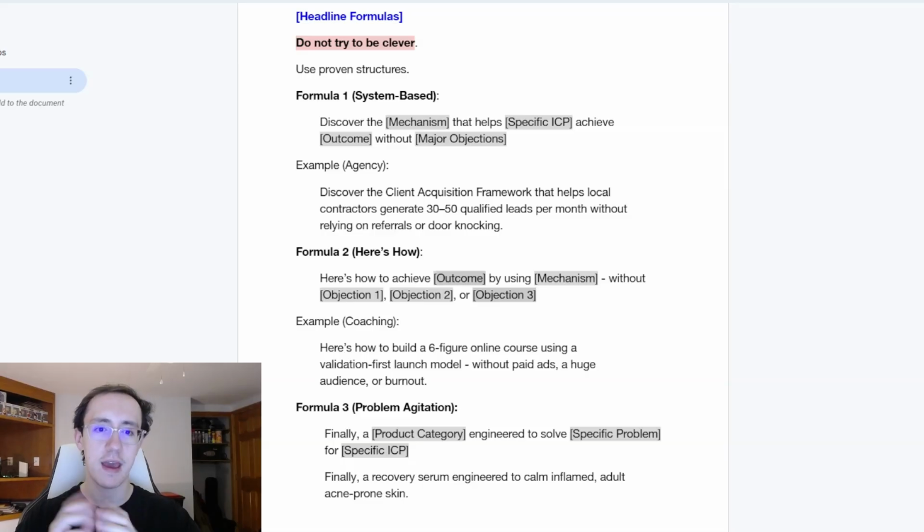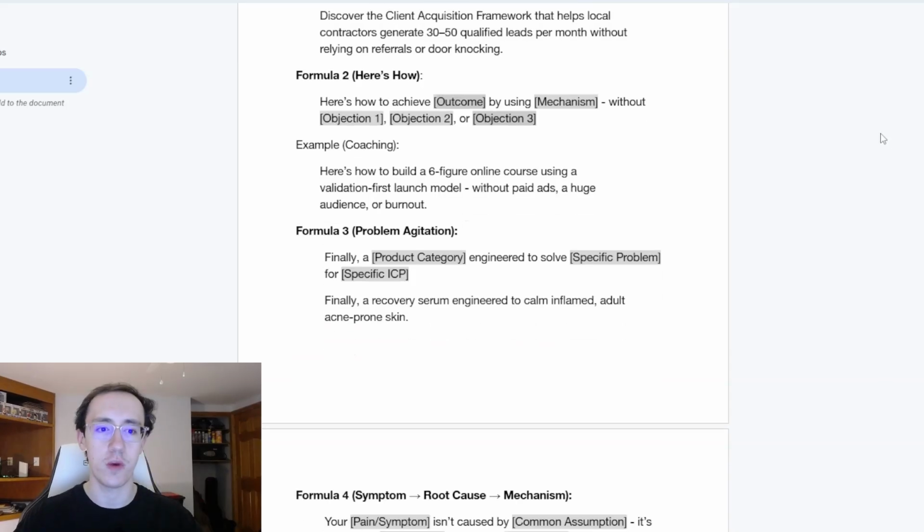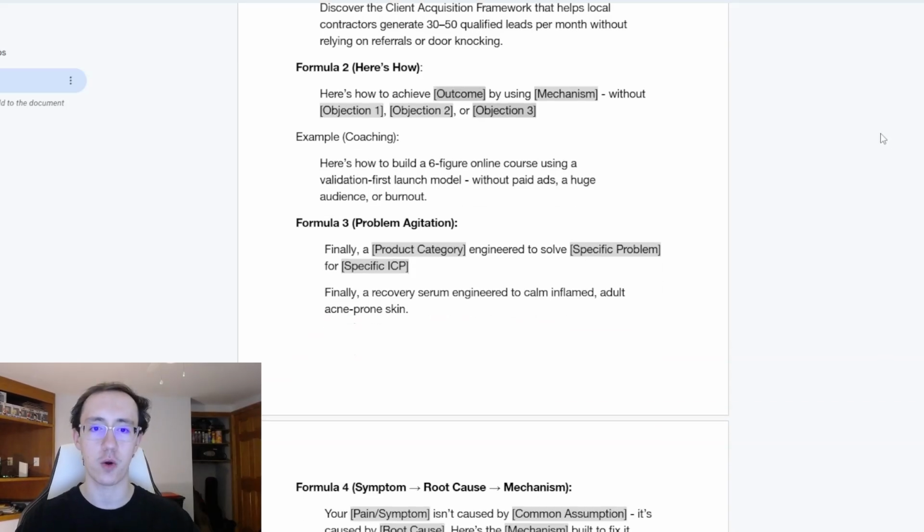Discover the mechanism that helps your client achieve the outcome they want without the typical objection that they face, right? An example for that: discover the client acquisition framework that helps local contractors generate 30 to 50 qualified leads per month without relying on referrals or door knocking. And now the second one is the here's how formula. Here's how to achieve the outcome your customer wants by using your mechanism without the 3 most common objections. So for coaching, we could say, here's how to build a 6-figure online course using a validation-first launch model without paid ads, a huge audience, or burnout.